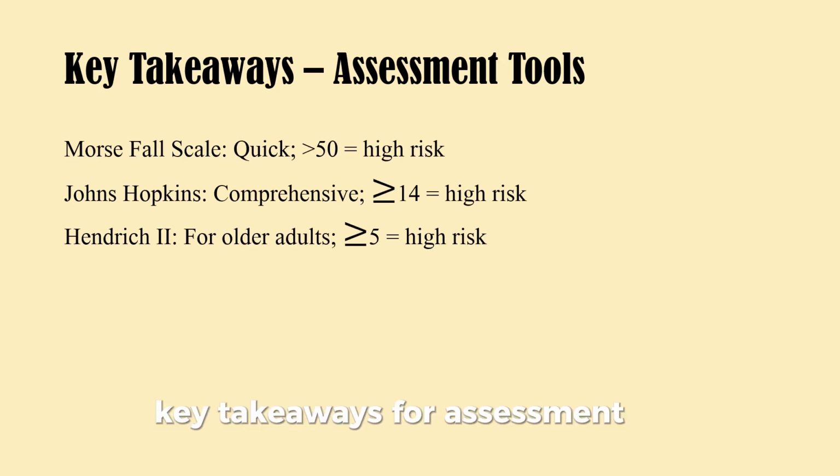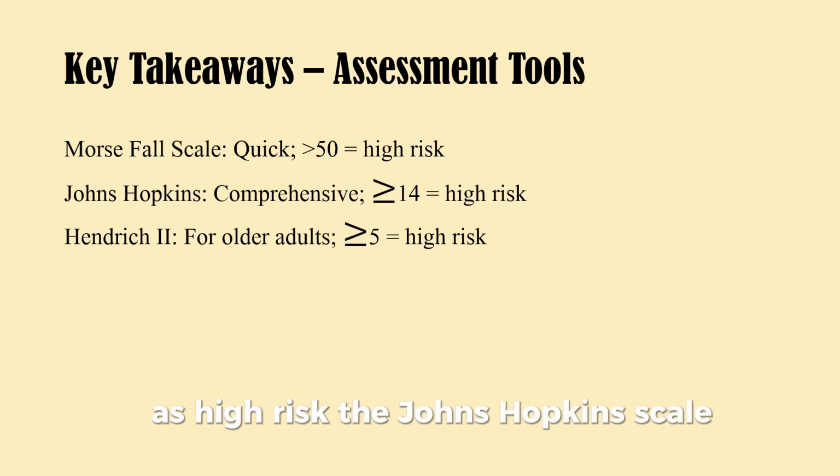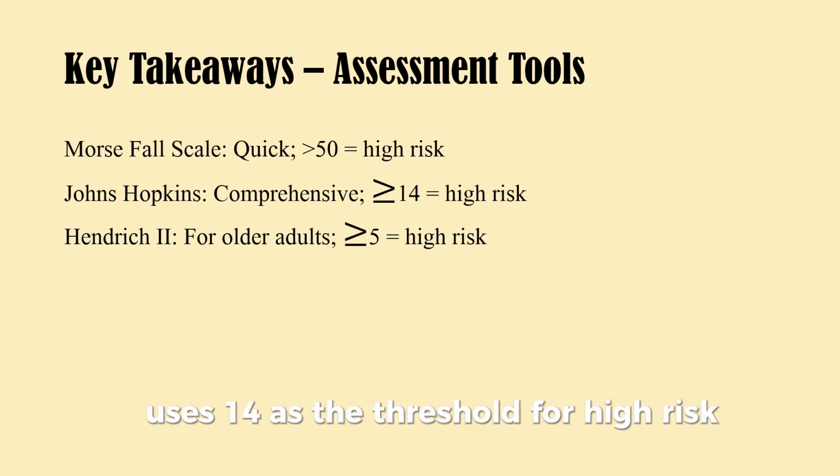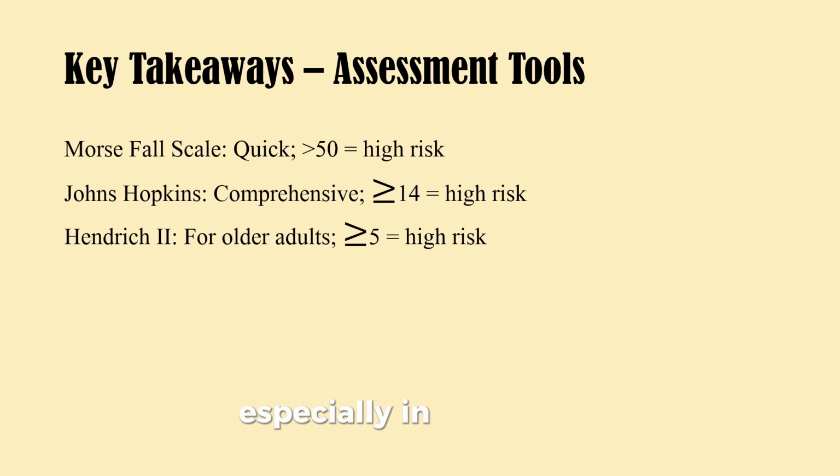Key takeaways for assessment tools. The Morse Fall Scale classifies scores above 50 as high risk. The Johns Hopkins scale uses 14 as the threshold for high risk, and Hendrich II sets 5 or higher as high risk, especially in older adults.